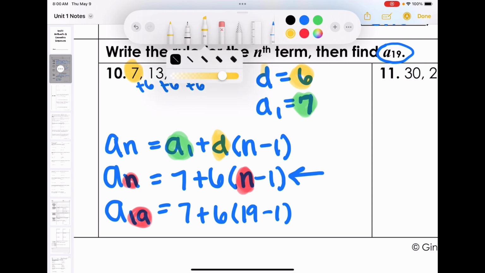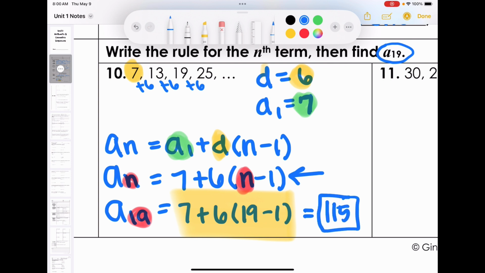Now you're going to take this and plug it into your calculator just like you see it. So you'll have 7 plus 6 parentheses 19 minus 1. And that's going to end up giving us 115. So that would be the 19th term of the sequence.